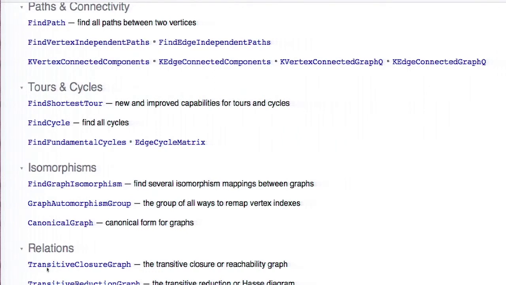So the next set of functionality we built was about relations between graphs. We introduced TransitiveClosureGraph, which is more the reachability graph. If you take a graph, you try to find all the vertices you can reach from one vertex to another. It's quite useful. And we also introduced the converse operation, TransitiveReductionGraph. What's the smallest graph such that if you can reach one point from another, it will correspond to the transitive closure of that graph?